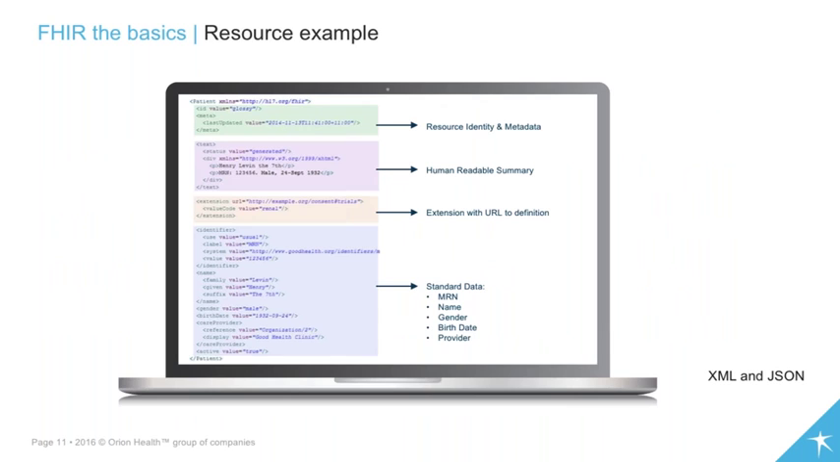On the screen here I have an example of a patient resource. And you can see that the elements within that resource are logically named. You also see the three main parts of a resource. Up the top there we have the identity and the metadata about the resource. This is things like, where you can find it, when it was last updated, who by, and such like.